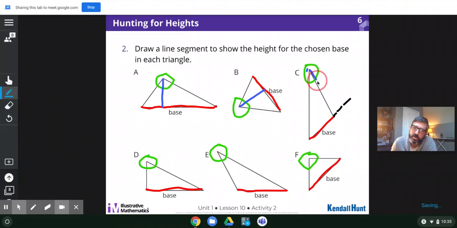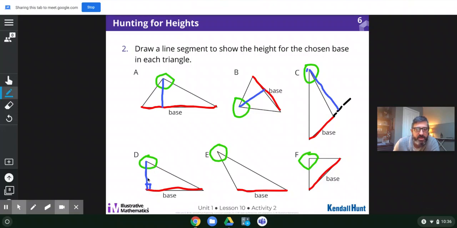And then we draw our perpendicular line from the opposite vertex down to the base. All right, in this example D, if we were to use our index card, we would see that this is a right angle. So that means that from our opposite vertex down to the base, we would just use this side of the triangle for our height.